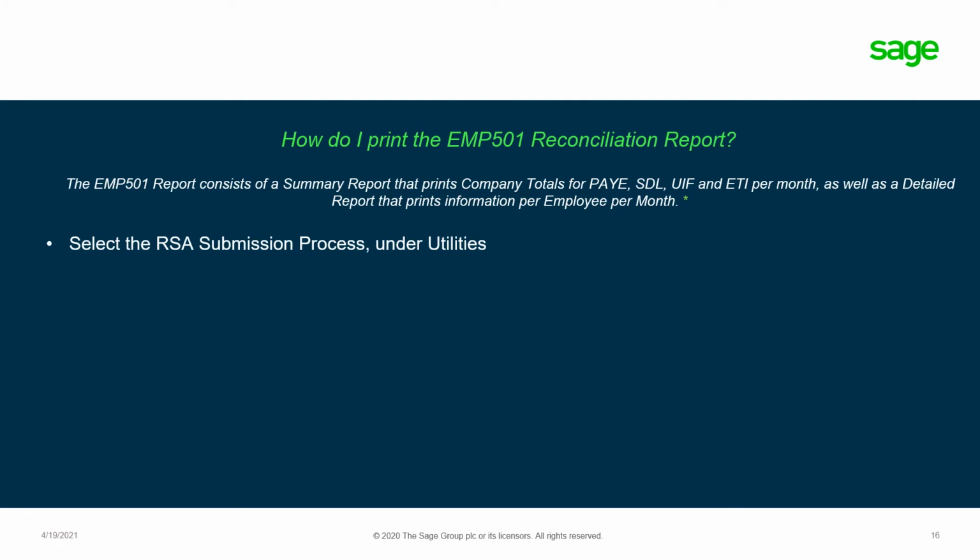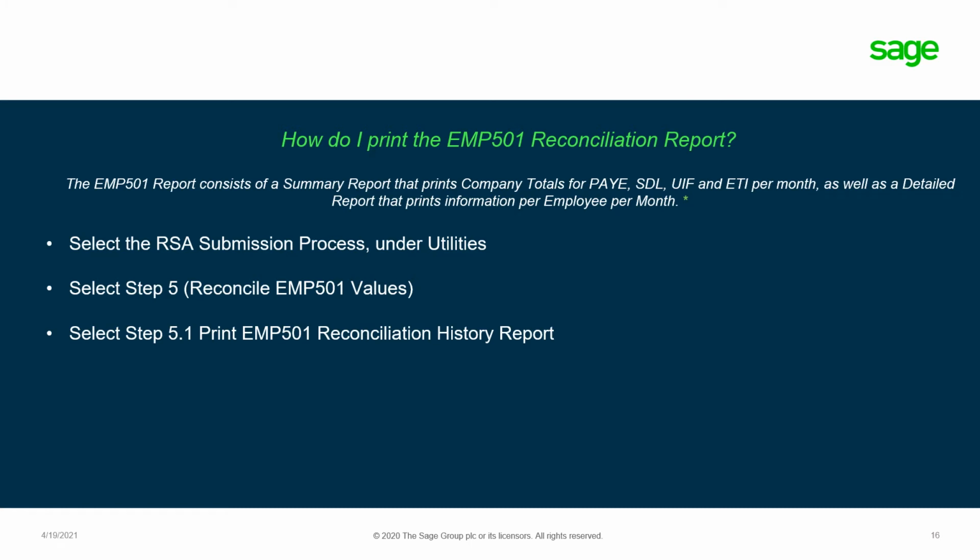To print the report, select the RSA submission process under Utilities. Select Step 5, Reconcile EMP 501 values. Select Step 5.1, Print EMP 501 Reconciliation History Report. Select Reconciliation Periods March to February.